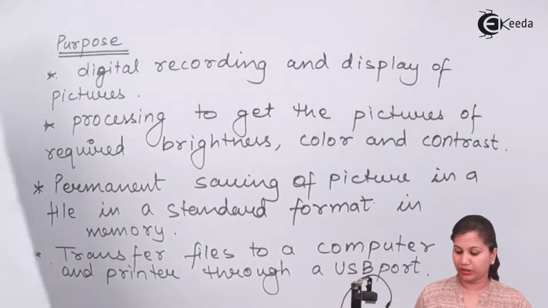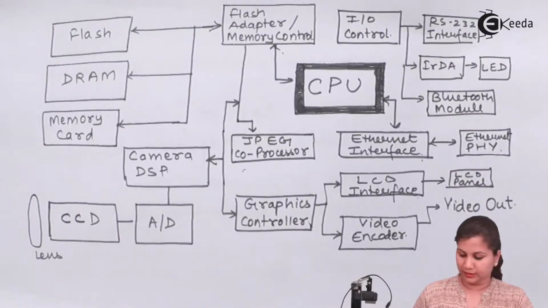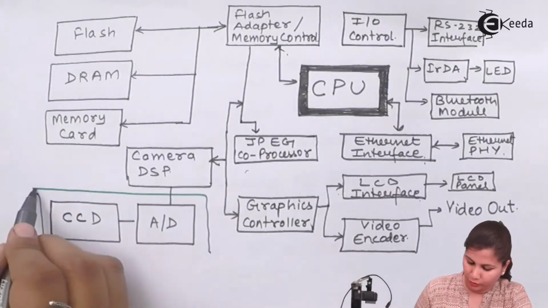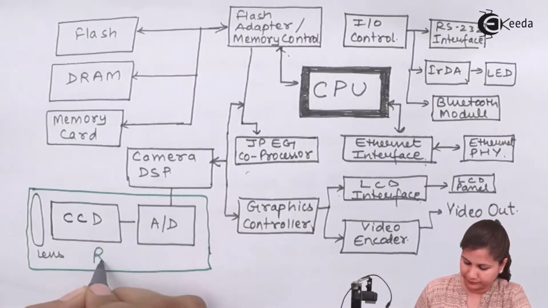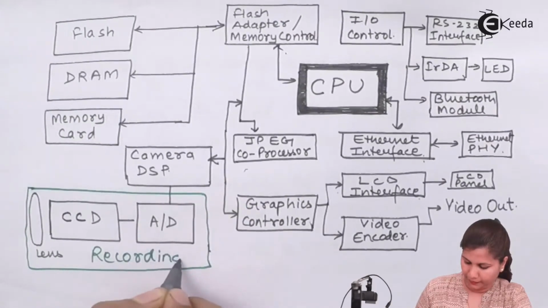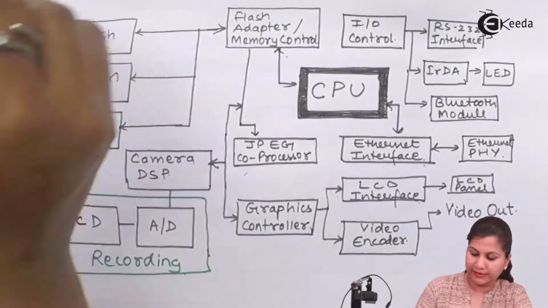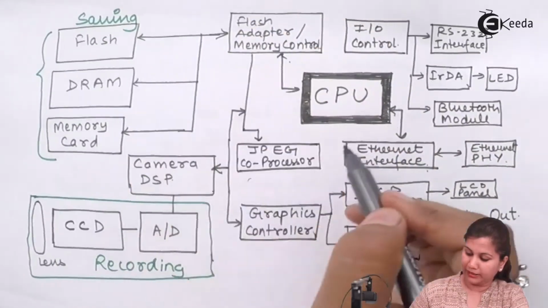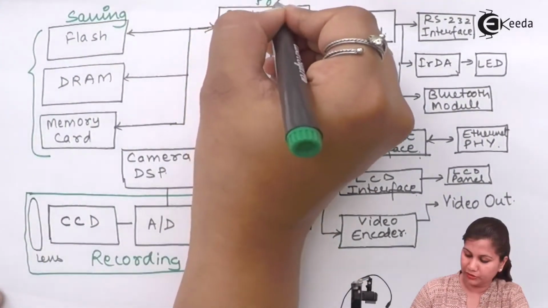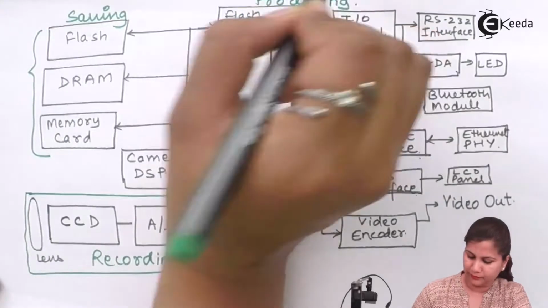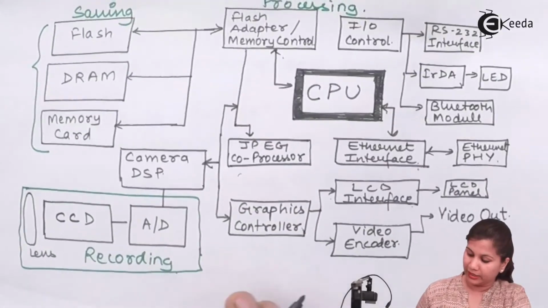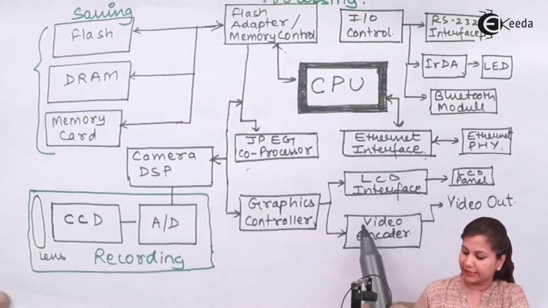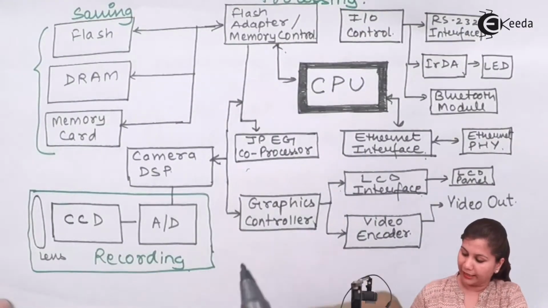So in this block diagram, you can see that this part, the lens, CCD and the A to D converter, is doing the recording. This memory part is doing the saving of the image. Then this middle part is doing the processing of the image.